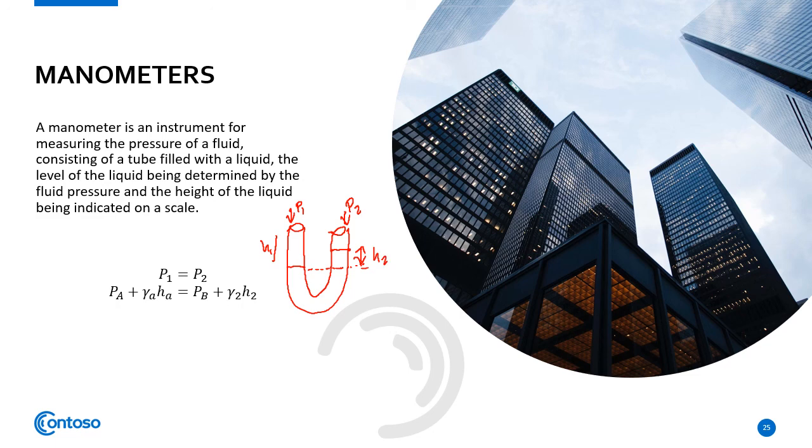Okay? So, let's have an example. Example number 16. U-tube manometer attached on an air pipe measures 20 cm of mercury. So the pressure in kPa in the air pipe is blank.